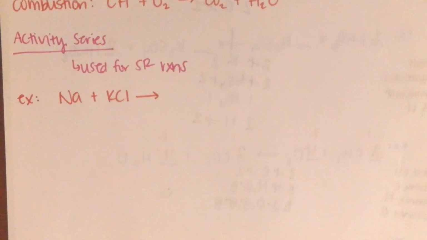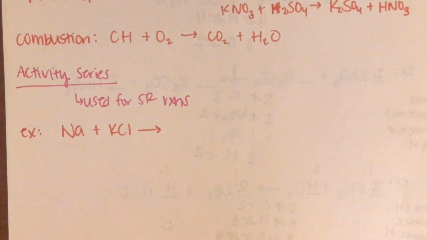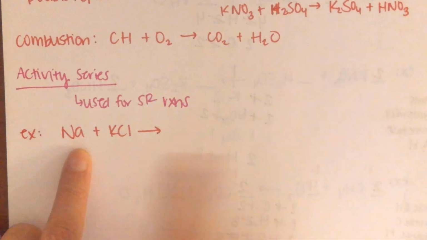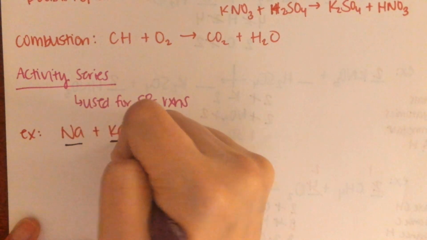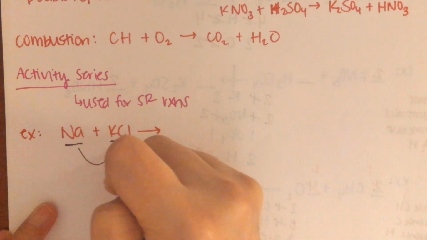Right? So Na plus KCl, right? So metals switch with metals, non-metals switch with non-metals. So in this case, Na and K will have to switch, right?